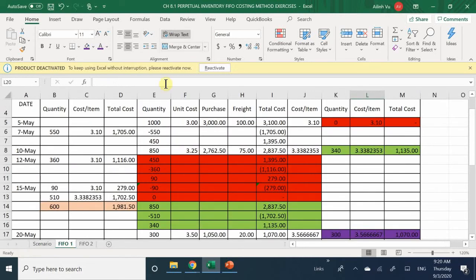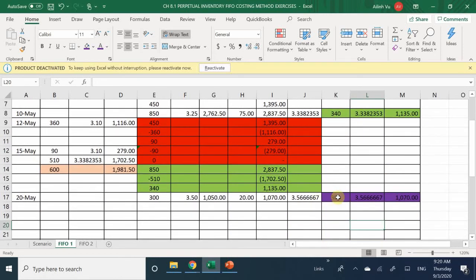Now let's look at our batches carefully. From our first batch, we only have 340. So therefore, we need to do another split cost. We're going to sell out our green batch and then we're going to dip into our purple batch. So let's go ahead and indicate this problem.